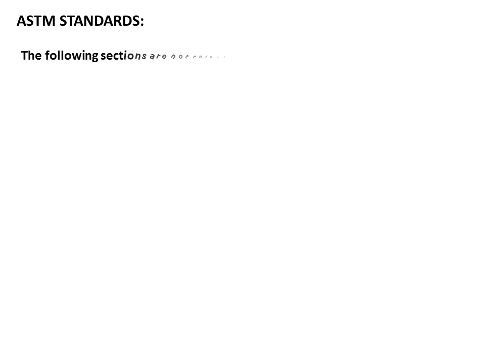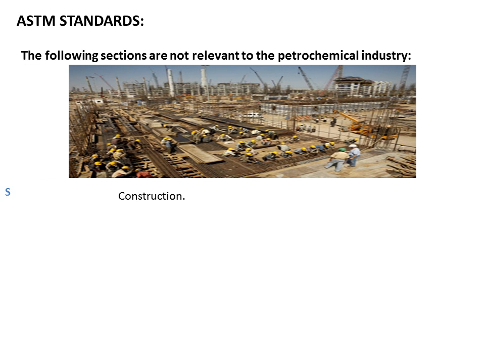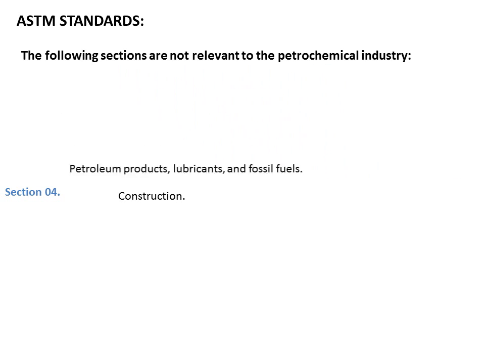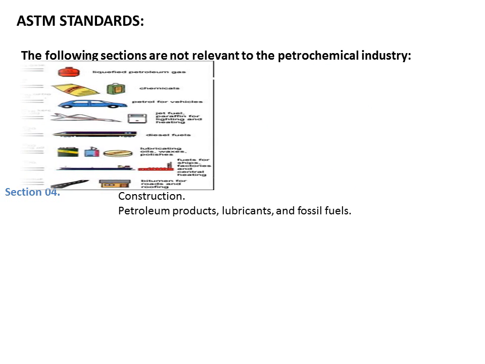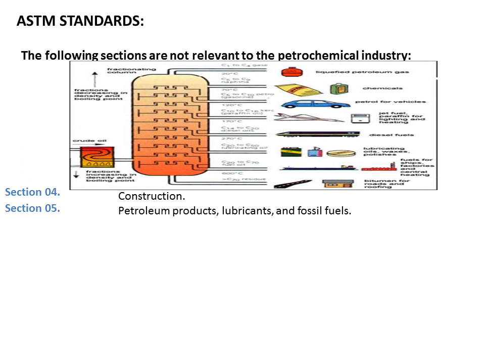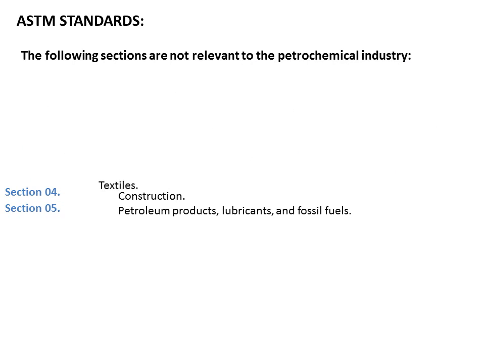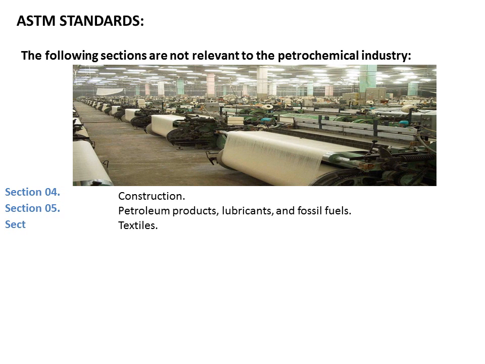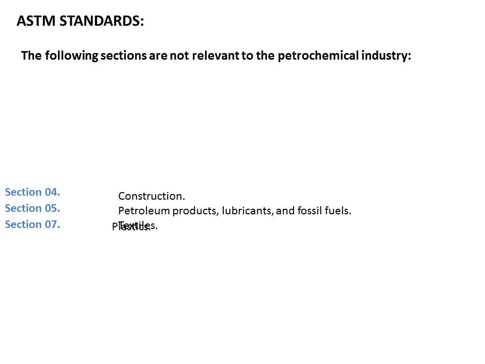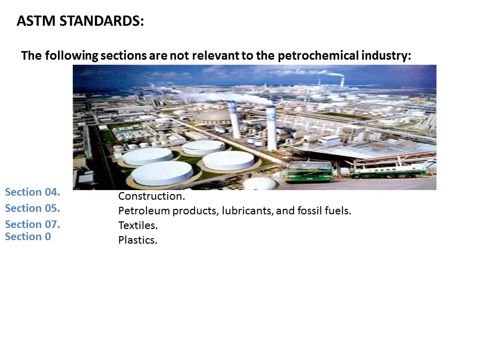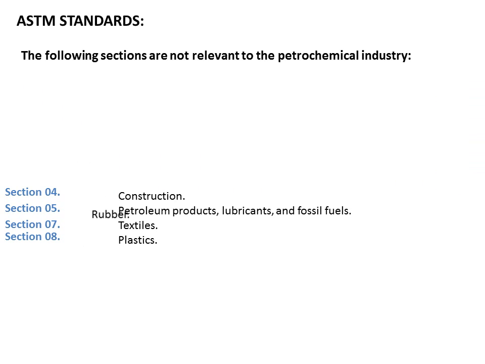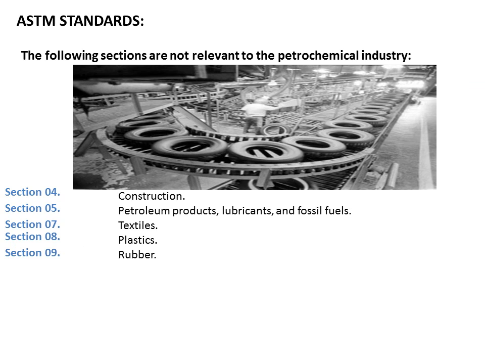Next, the following sections are not relevant to the petrochemical industry. Section 4 is for construction. Section 5 is there for petroleum products, lubricants, and fossil fuels. Section 6 is devoted to textiles. Section 7 is for textiles. For plastics, we have section 8. For rubber, we have section 9.